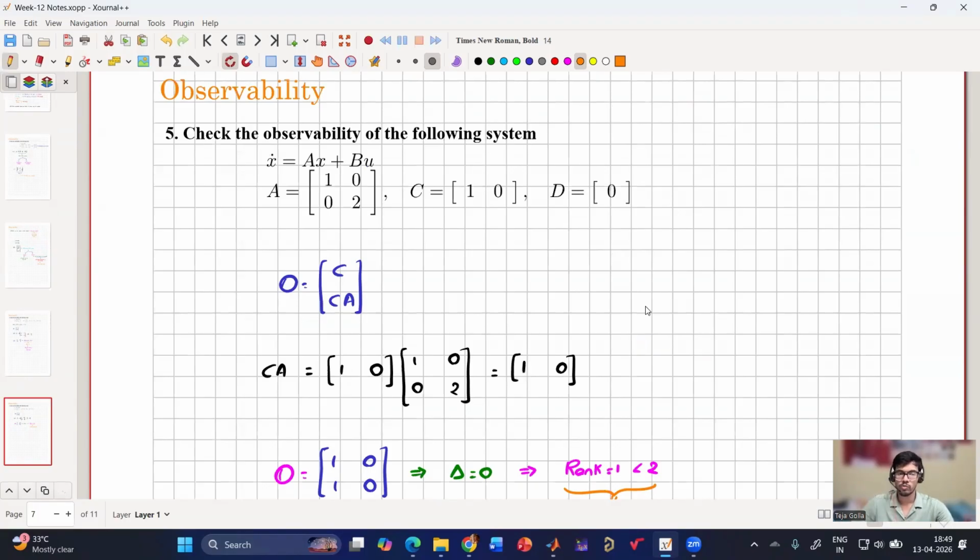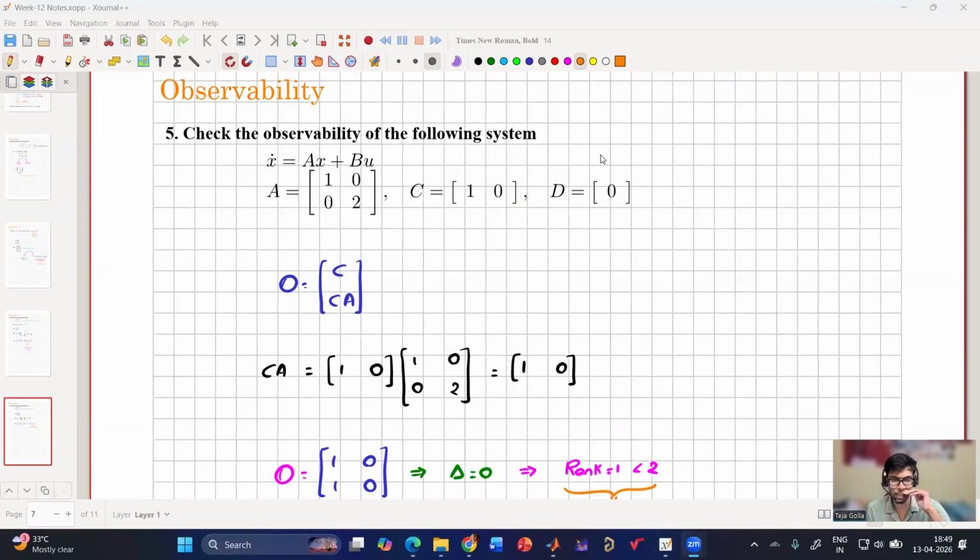So we have solved a few problems where we have checked the controllability of the system, where some of them are not controllable, and we have also checked the observability of the system, where in the previous question the system is observable, and in this case it is not fully observable because the rank is 1, which means one of the states is observable and the other one is not.